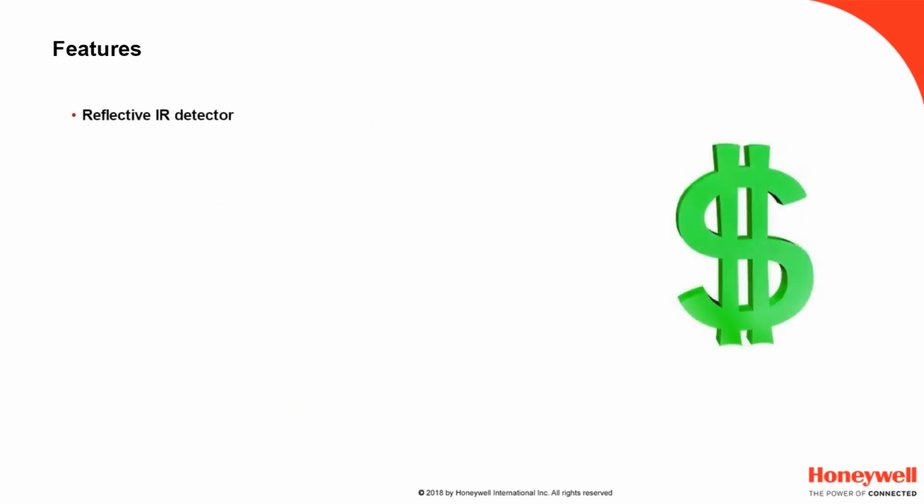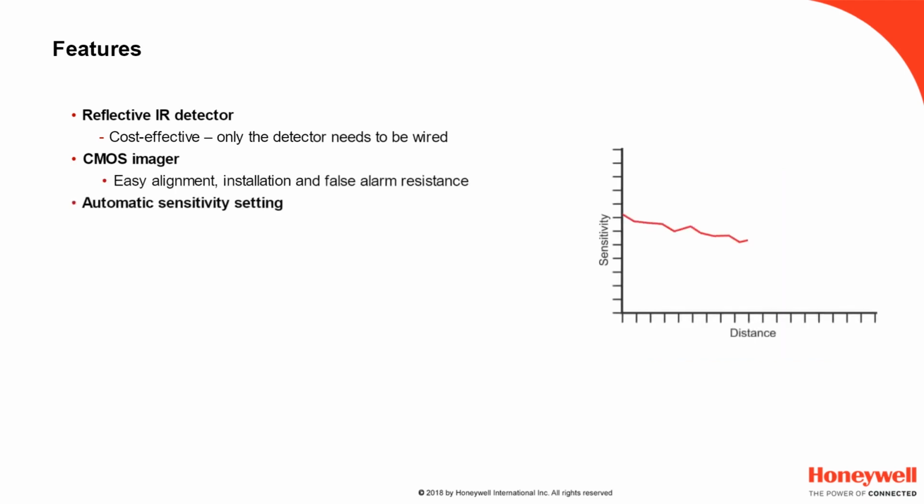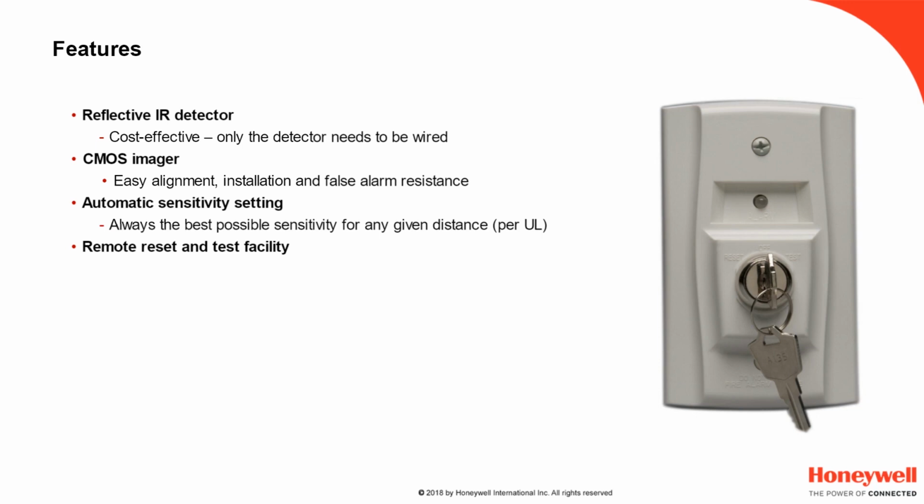Features: a reflective IR detector. Cost effective, only the detector needs to be wired in. A CMOS imager for easy alignment, installation and false alarm resistance. Automatic sensitivity settings. Always the best possible sensitivity for any given distance per UL requirements. Remote test and reset facilities. Electronic smoke test and compatibility with RTS151 key.